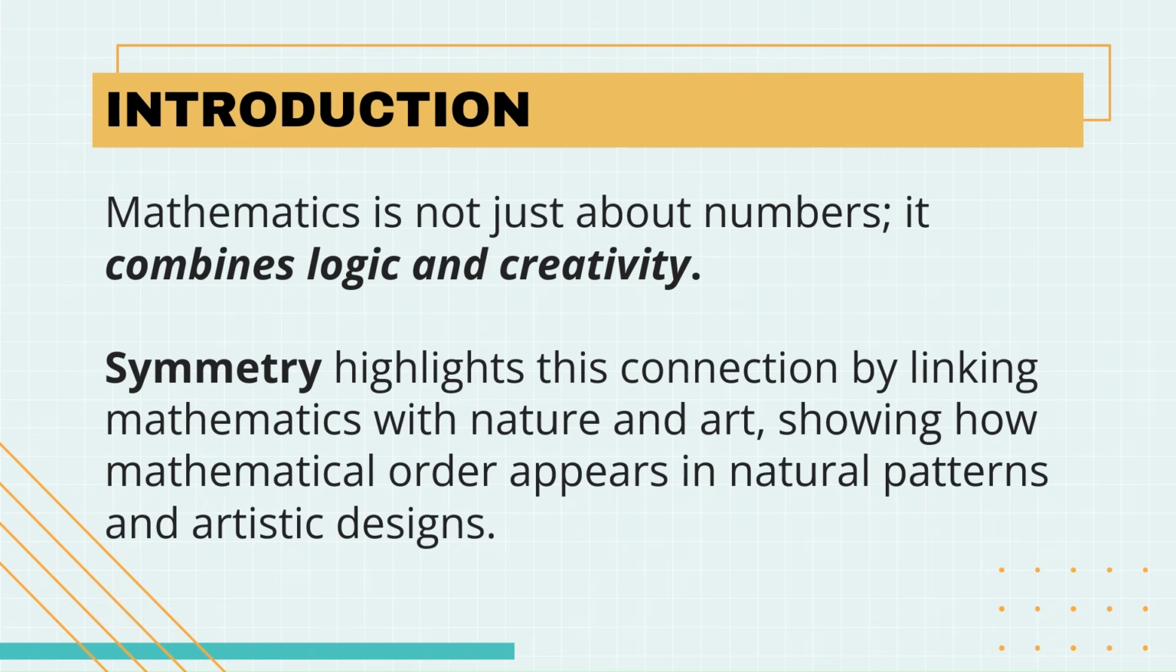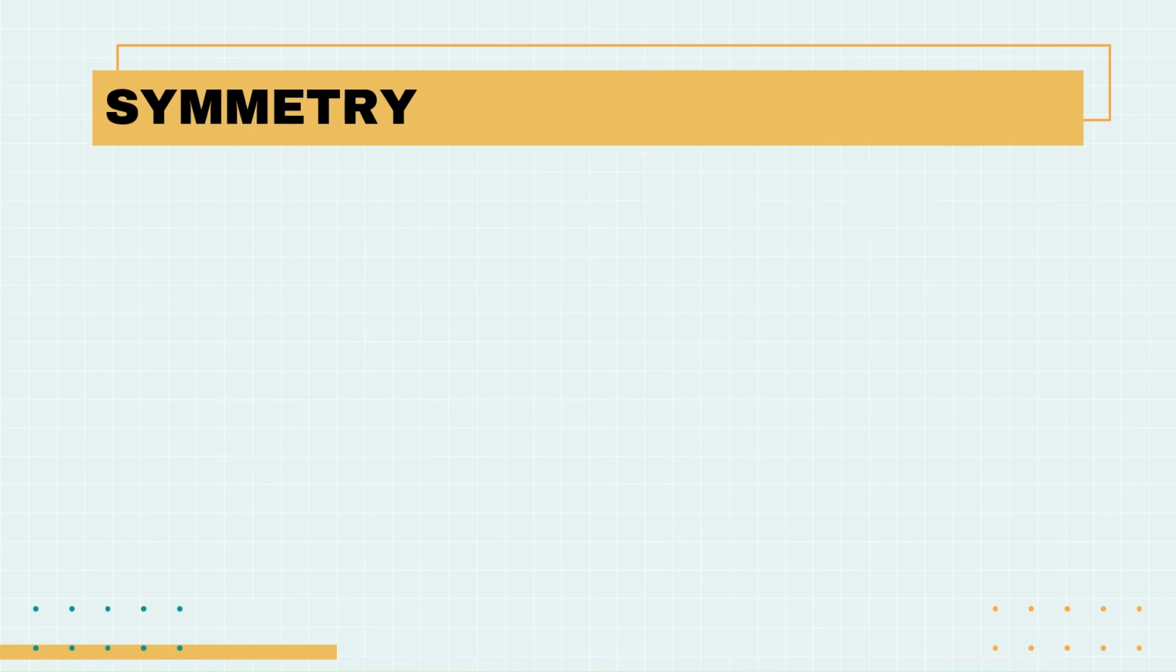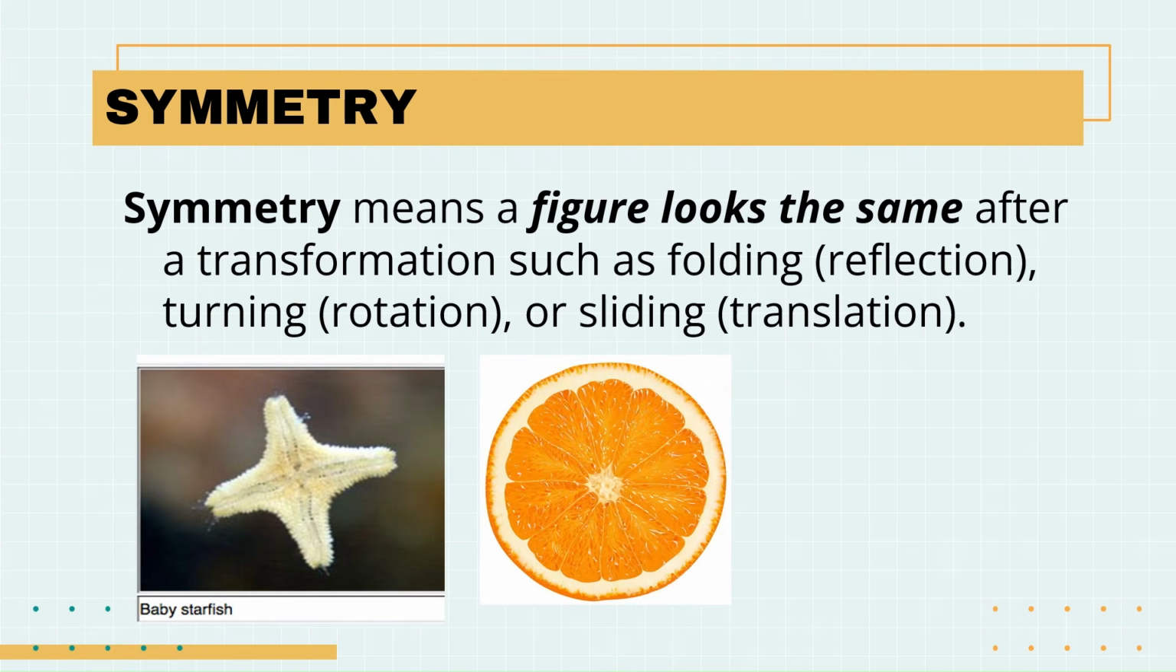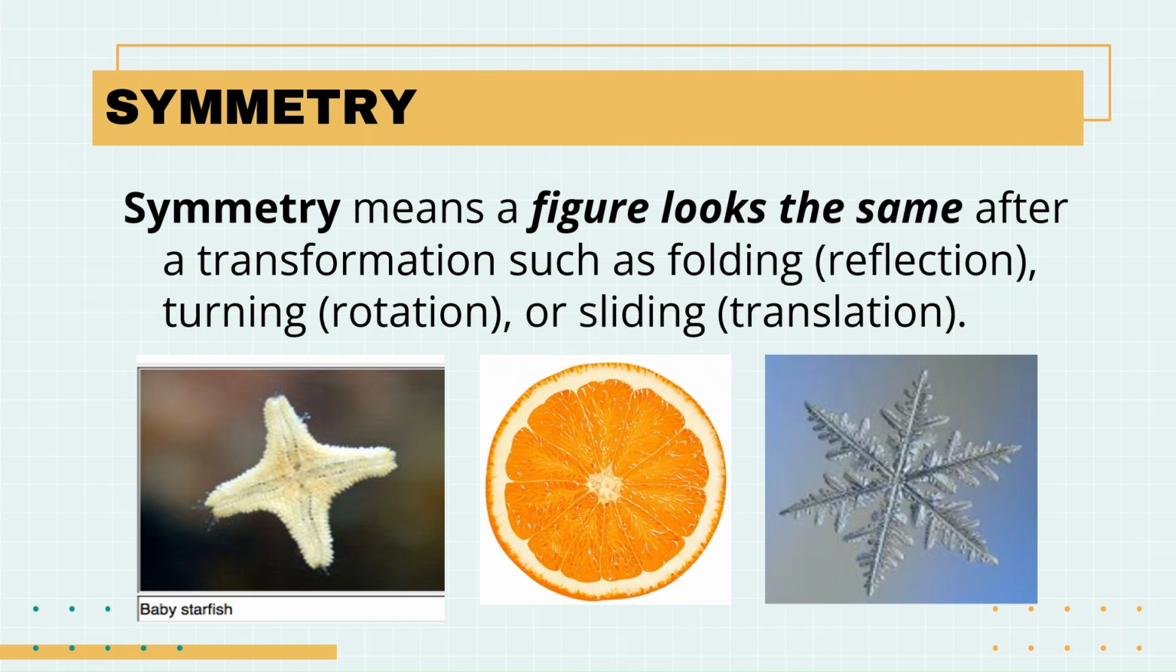Symmetry means that a figure looks the same even after undergoing a transformation. These transformations include folding, rotating, or sliding. In simpler terms, if you change the position or orientation of an object and it still appears unchanged, then the object has symmetry. This idea allows us to classify and analyze patterns based on how they behave when they are moved or transformed. A well known example of symmetry is the Taj Mahal.